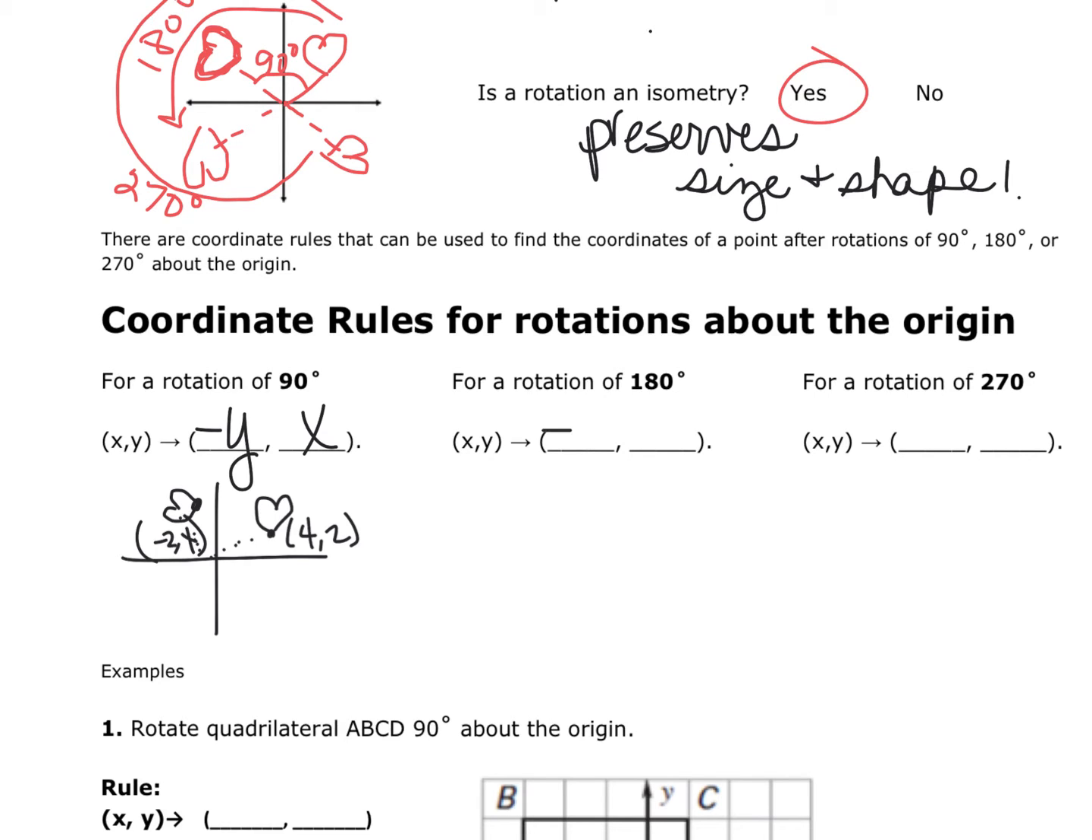For 180 degrees, it ends up just becoming the opposite of what I had. These are both opposites. So if this is at (4, 2), and I go 180 degrees, I end up at (negative 4, negative 2).